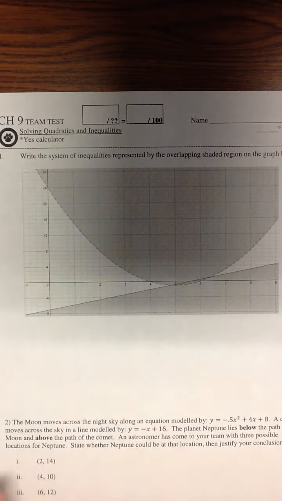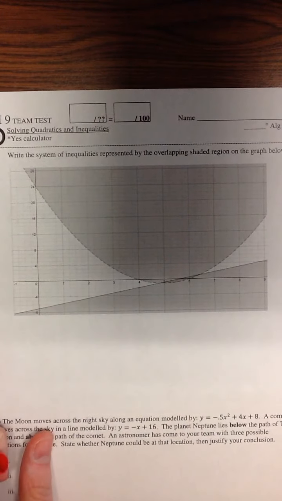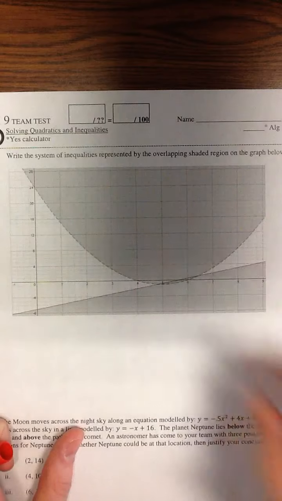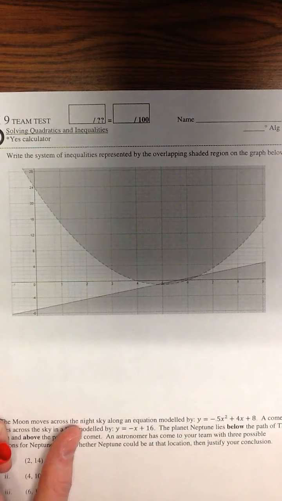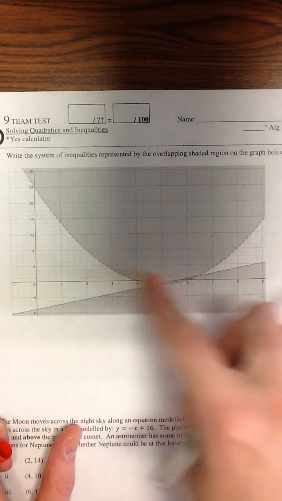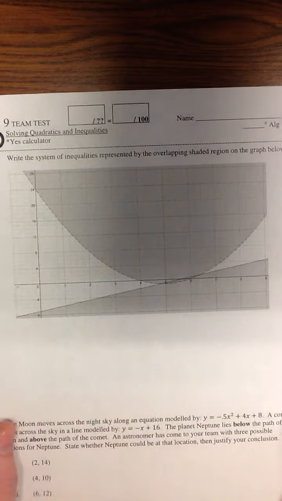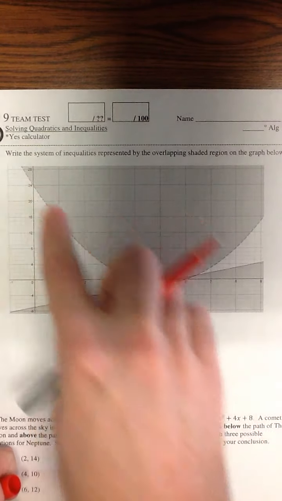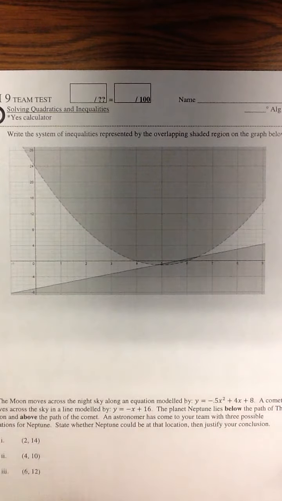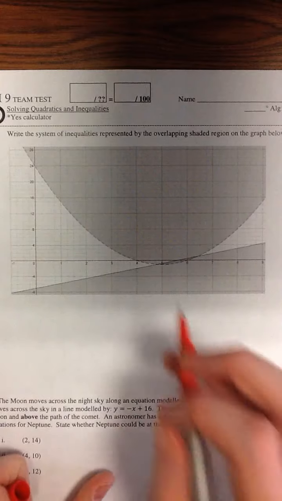Alright, this is the Chapter 9 team test. So first thing we had to do is get the system of inequalities from this one. Our main goal is to just get these two lines and find those equations. So I'm going to start with the quadratic one. That one seems a little bit trickier, even though that was kind of the last thing that we did.